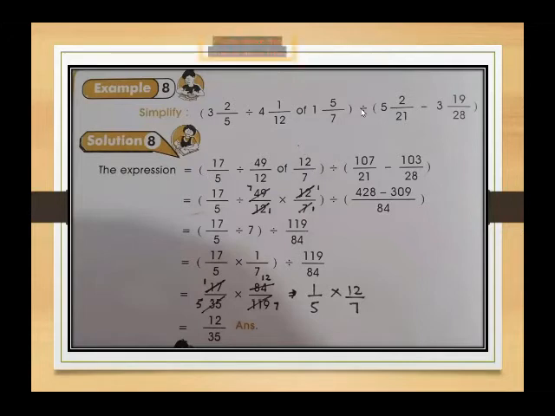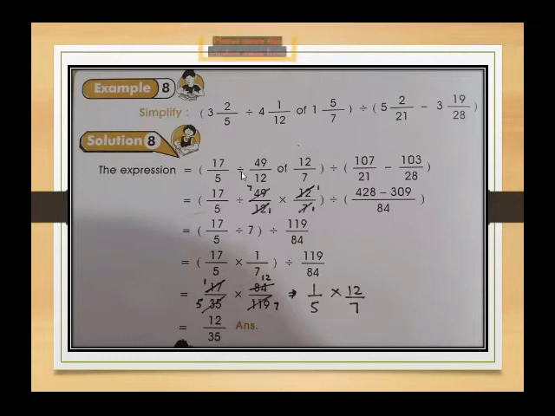Then again proceed with the division sign, and then another parenthesis which contains two mixed numbers. 21 into 5 is 105, and when you add 2 you get 107 upon 21. Then multiply 28 with 3, and when you add 19 you get 103 upon 28.